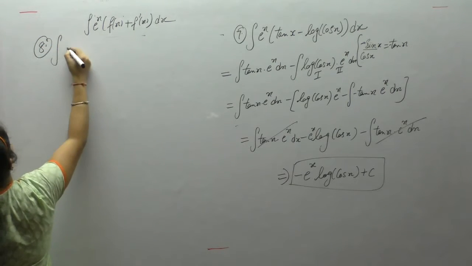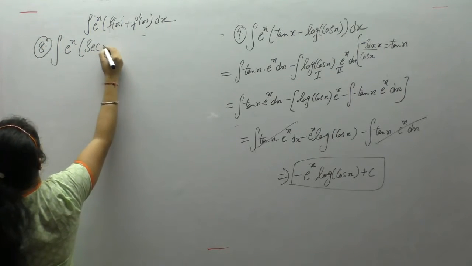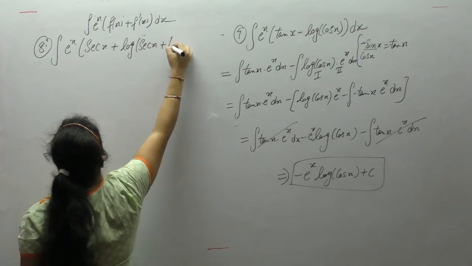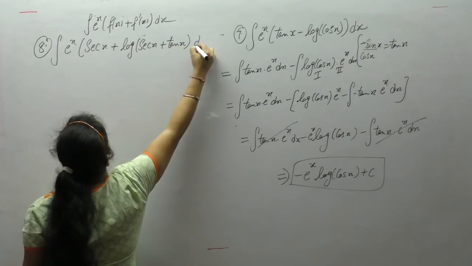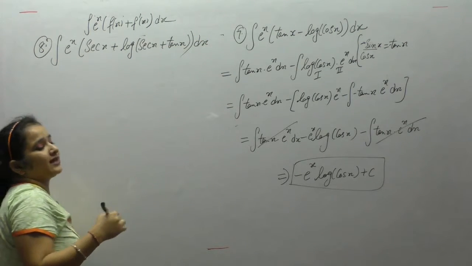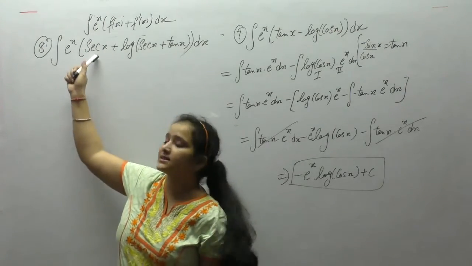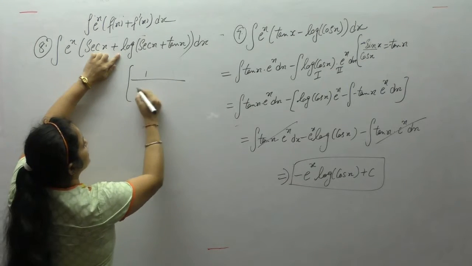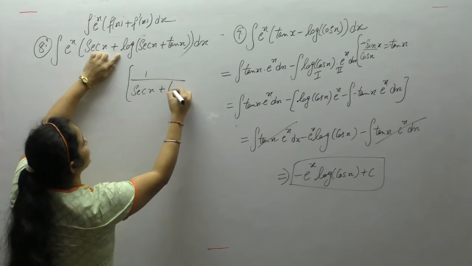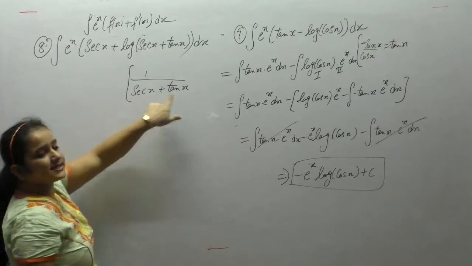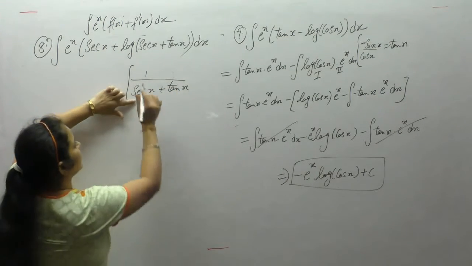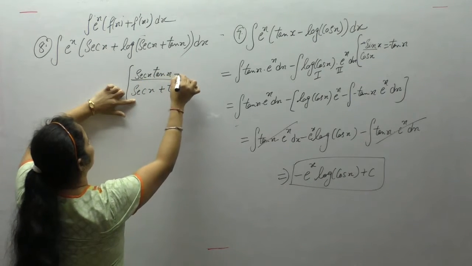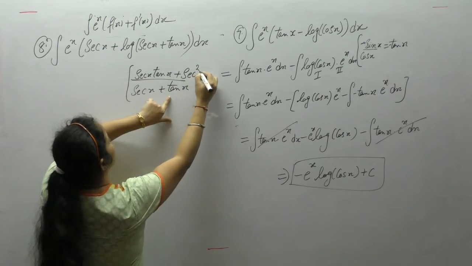Next is the integral of e^x into [sec x plus log of sec x plus tan x]. Now the derivative of sec x is sec x tan x. Solve this. The derivative of log x is 1 upon x, where x here is sec x plus tan x. Now the derivative of sec x is sec x tan x, and the derivative of tan is sec squared x.